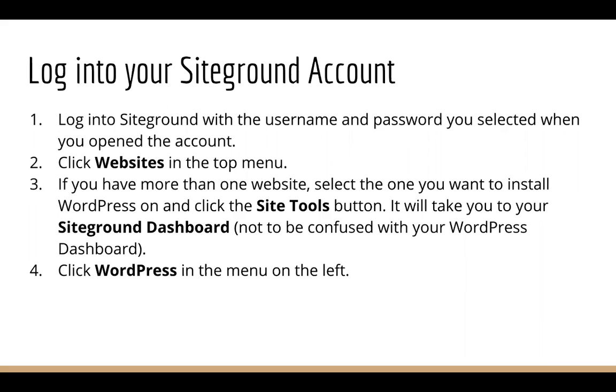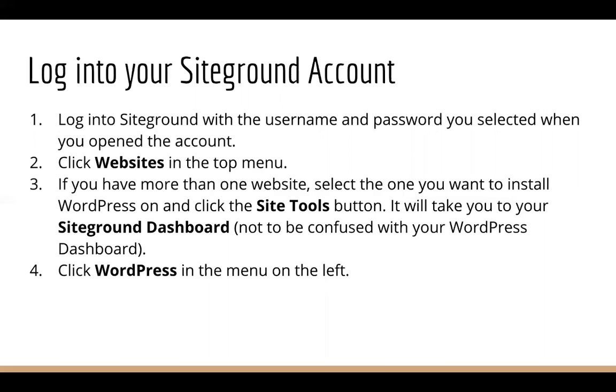Go ahead and log into your SiteGround account. Now, keep in mind that your SiteGround account and your WordPress account are two different things. It's kind of like if you have a bank account and you also have a safety deposit box there. They're two different entities, even though one is inside the other. So go ahead and log into SiteGround with the username and password that you selected when you opened the account, and then click Websites in the top menu.